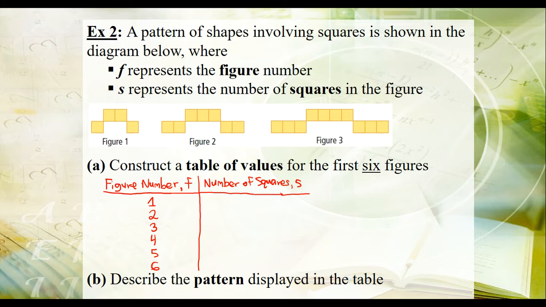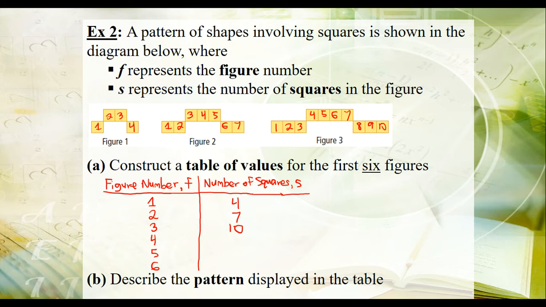Okay, so for figure 1, let's count the number of squares. You'd have 1, 2, 3, 4 squares. So that's going to be a 4 here. For figure 2, you'd have 1, 2, 3, 4, 5, 6, 7 squares. And then for figure 3, you'd have 1, 2, 3, 4, 5, 6, 7, 8, 9, and 10. So 10 squares.